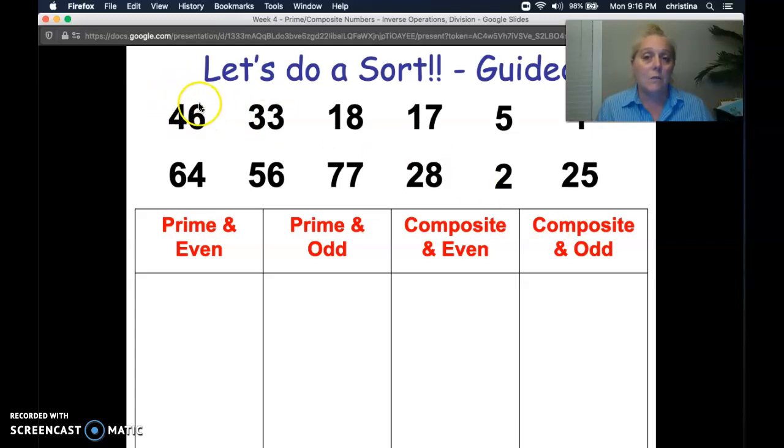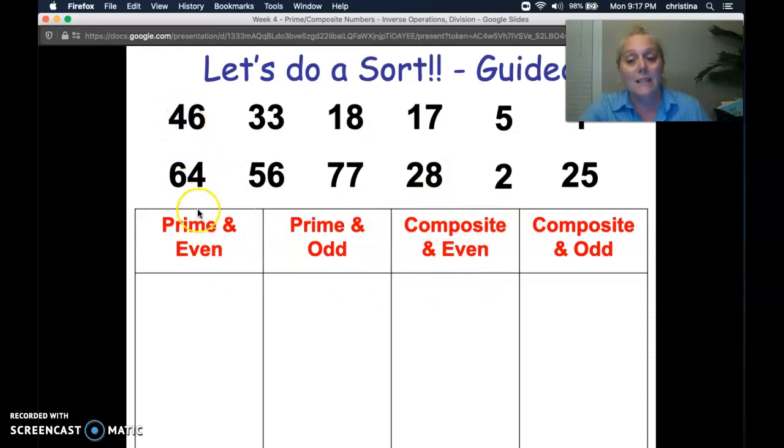So let's look at the number 46 first. Okay, so I know the number 46 is even, so that's going to go under prime and even. All right, I mean, it's not going to go there, but it could go there because it's even, or it could go under composite and even. So 46 can be prime and even, or composite and even.